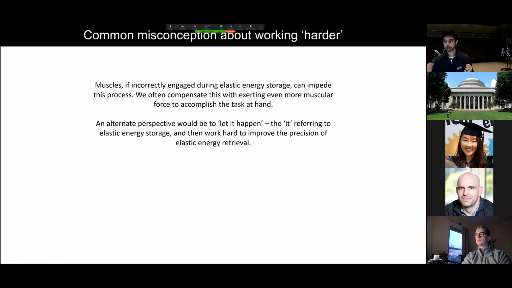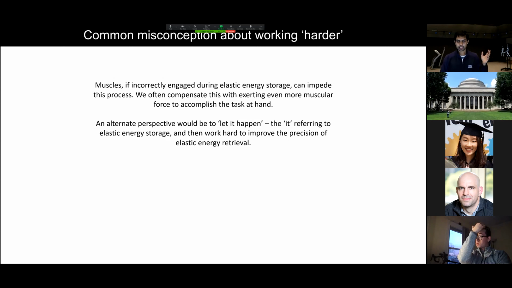And we often compensate for this with even more muscular force, because what ends up happening is once you touch down, there is extra energy that you just have to dissipate, and then you have to get it again to jump back. So the alternate perspective would be to let it happen. When people say let it happen, the it mostly refers to elastic energy storage and the process of not interfering with the process of storing elastic energy in muscles.